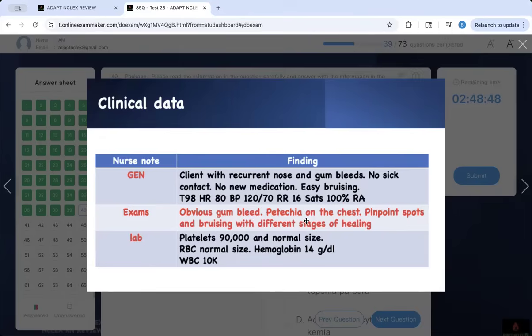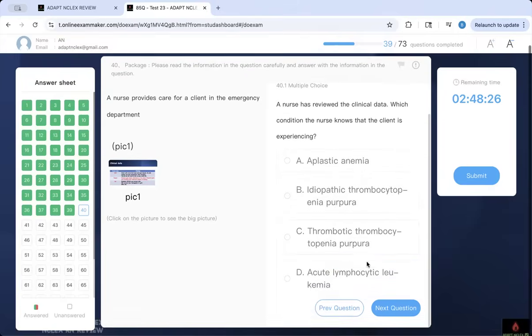The platelet is low, 90,000, but they are normal size. That means we are not destroying them in a different way. There's something destroying them. The RBC is normal, hemoglobin is normal, and the WBC count is 10,000. Based on that, I'll give you the clue, but I don't want to give the answer away.